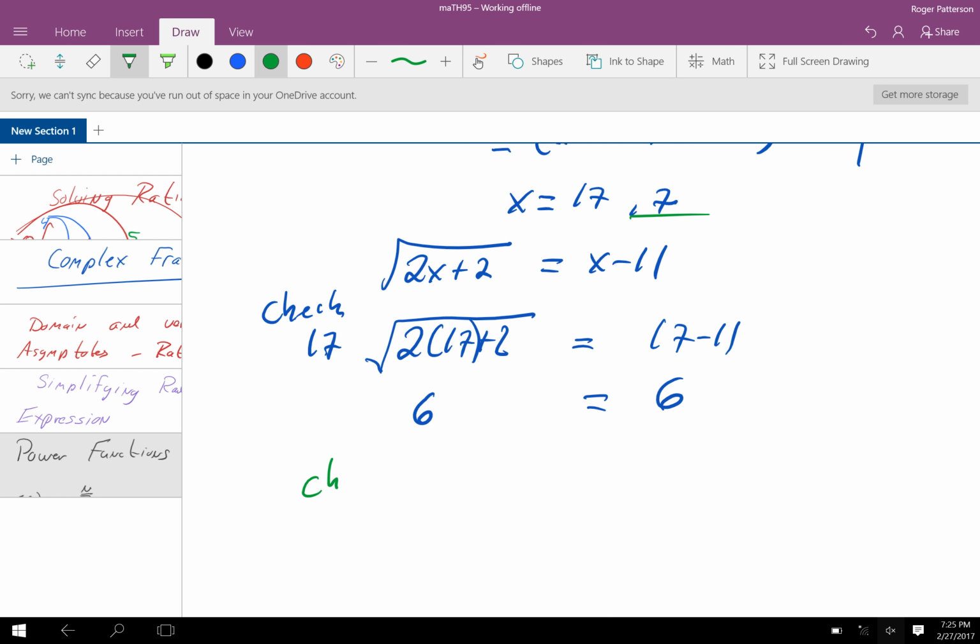Now 7 doesn't work. 4 equals negative 4. Yep, we're going to get a negative there. There's no way we're not going to get a negative on this side. So we pitched the 7. 17 is the right answer.